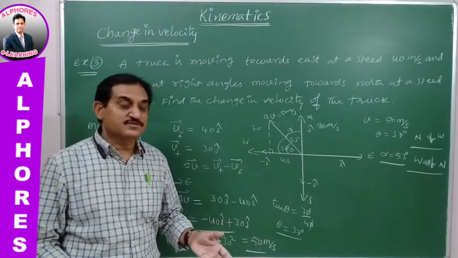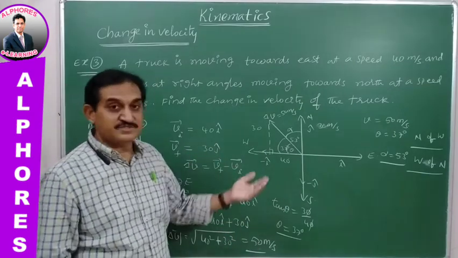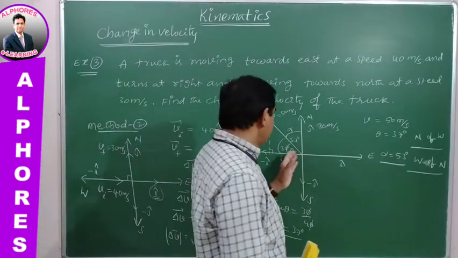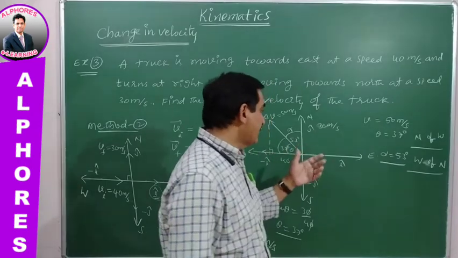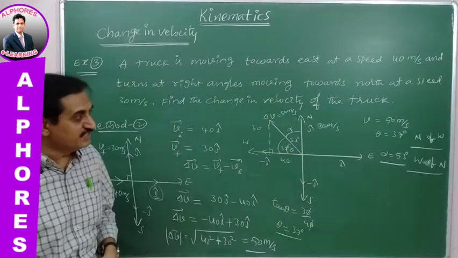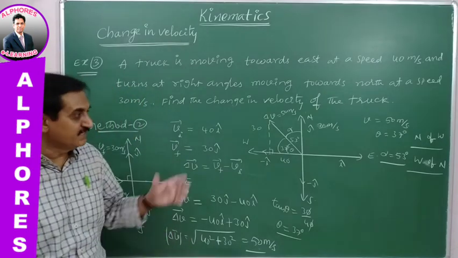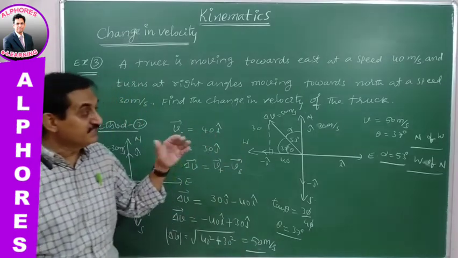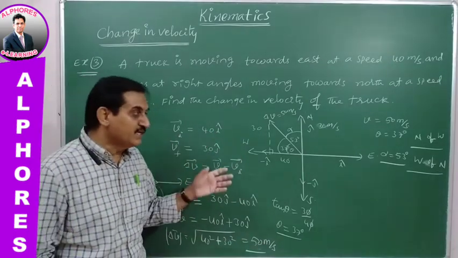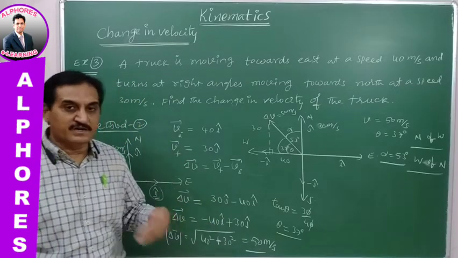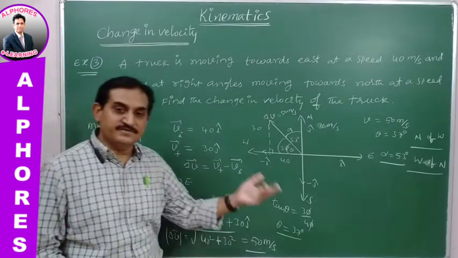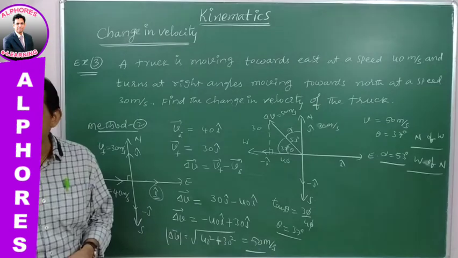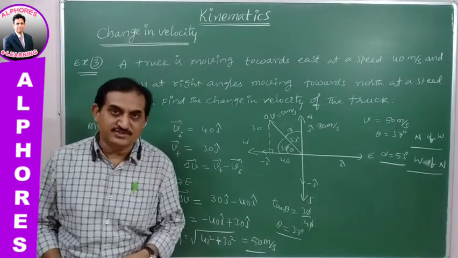Northwest is used whenever the angle is exactly 45 degree, bisecting the west direction and the north direction. But here it is not dividing equally. This is 37 degree with west and 53 degree with north. Therefore we should not use the name northwest. It is north of west, so 53 degree west of north. This is the correct representation of the change in velocity, its proper direction.